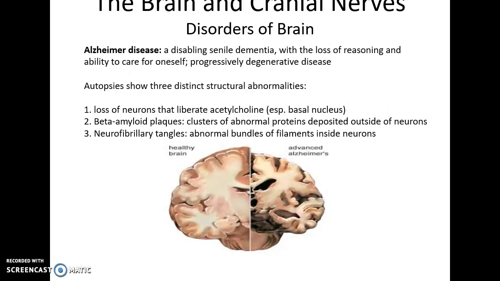Alzheimer's disease, disabling senile dementia. Overall, what is happening is the brain is breaking down. There's a loss of neurons that liberate acetylcholine, which is a lot of them. There's a development of beta amyloid plaques outside of the neurons, and also neurofibrillary tangles, bundles of filaments inside the neurons.